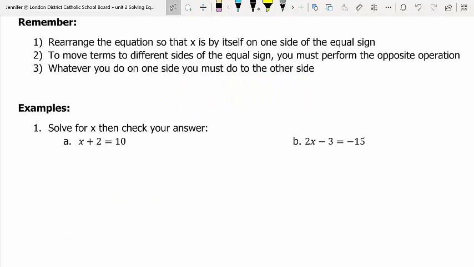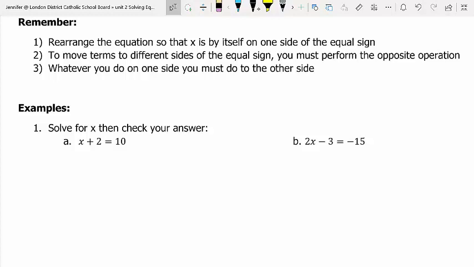So example 1: solve for x, then check your answer. In part A, the equation is x + 2 = 10. Now I think a lot of you can just see that the answer is going to be 8. You obviously know that 8 + 2 equals 10. But I need you to learn how to solve equations algebraically, because there are going to be some harder equations where you won't be able to just know the answer that easily.